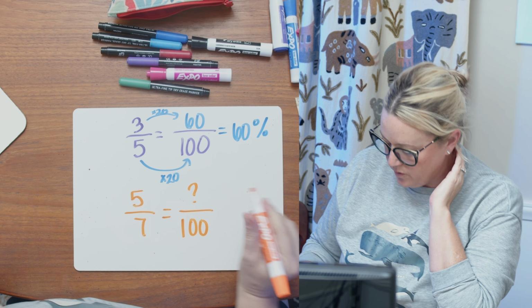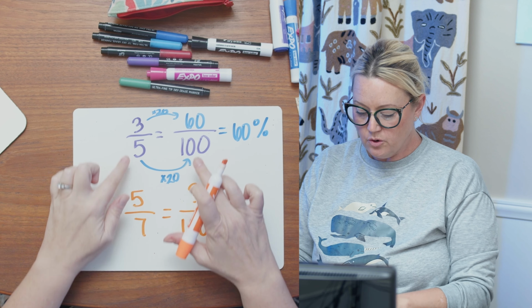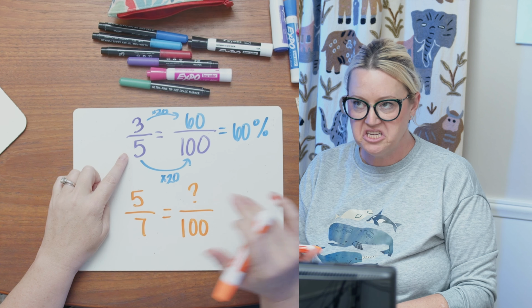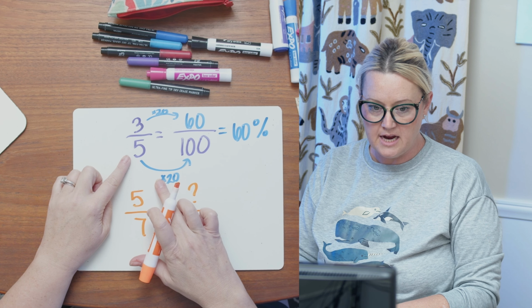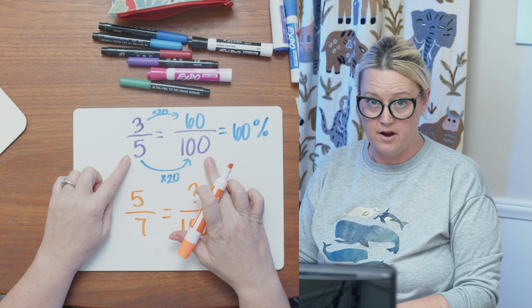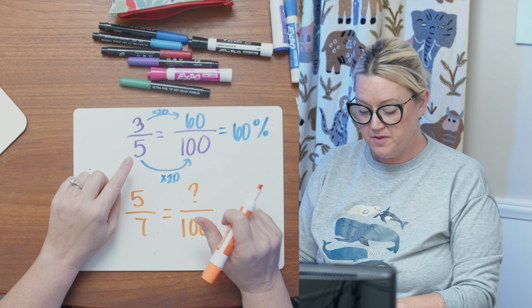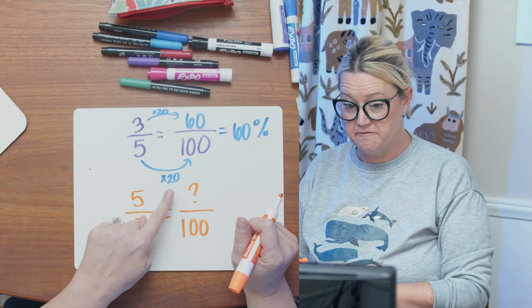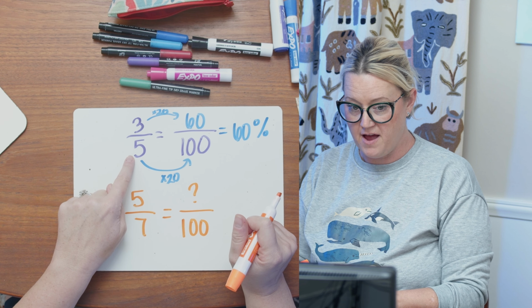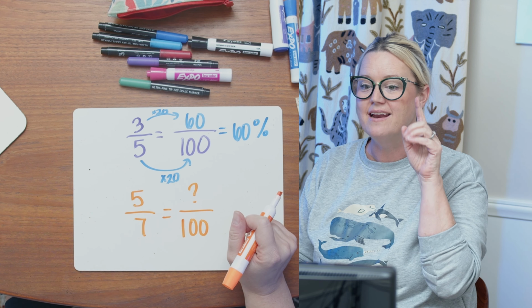Okay, so we've got this question mark here. So you're still doing the same idea. It's still the exact same idea. You're figuring out, okay, this number times what gives me 100? So if this number times this equals 100, then 100 divided by 20 gives me 5. So I can use that the same way.